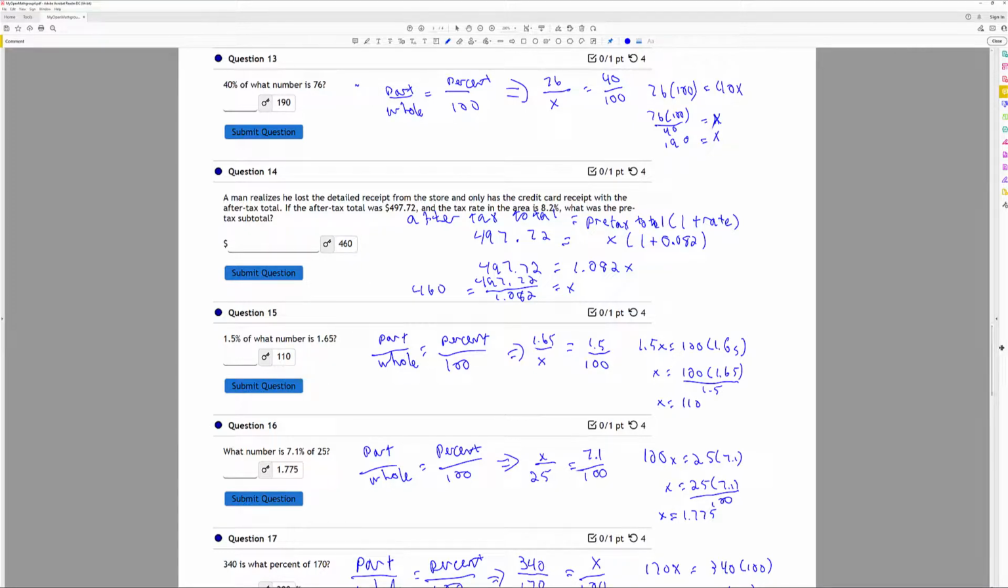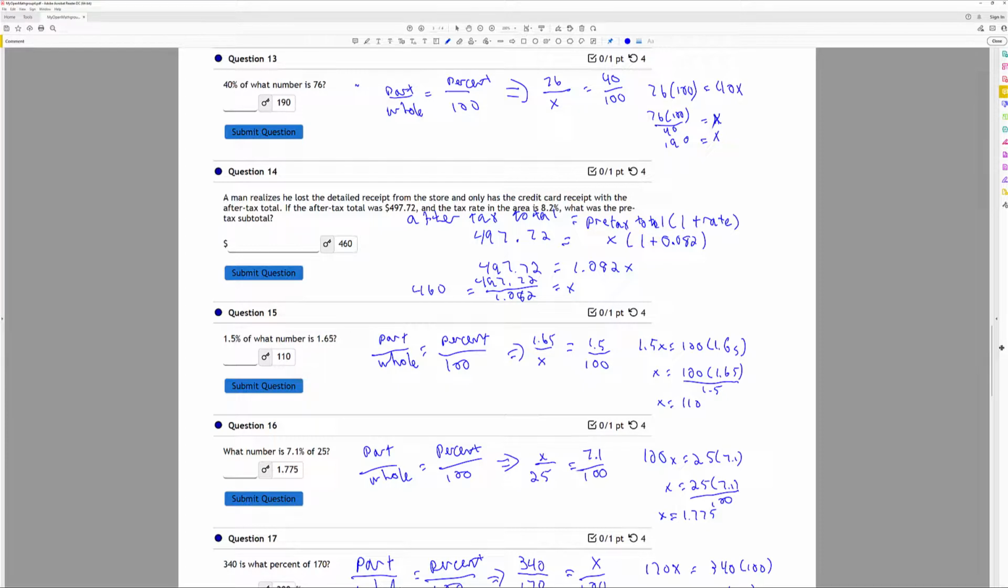So the after-tax total is equal to the pre-tax total multiplied by 1 plus the tax rate. In this case, the after-tax total was $497.72, and we don't know what the pre-tax subtotal was, but we know the tax rate, and I put that in as a decimal as 0.082. So we can plug that in, and 497.72 divided by 1.082 gives me $460.